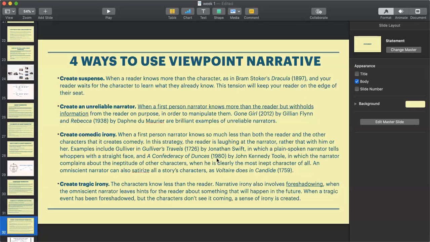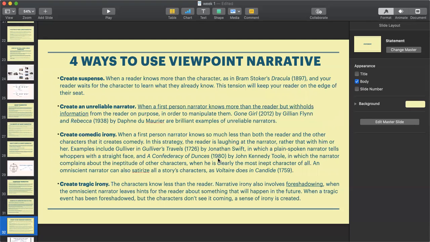Okay. How to create viewpoint narrative? You can create suspense. You can create a reliable narrator or an unreliable narrator. For example, when the narrator knows more than the reader but withholds information, doesn't tell. So that way you can create an interesting story.